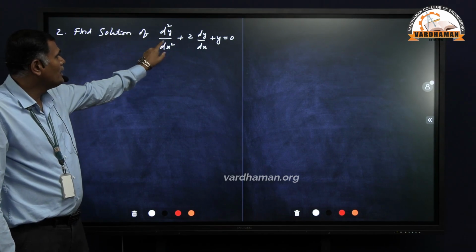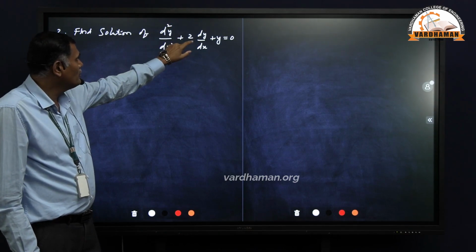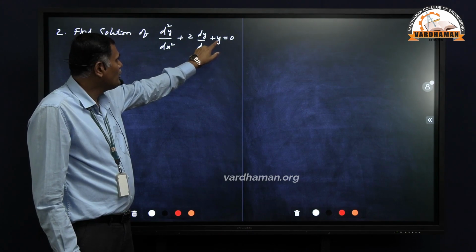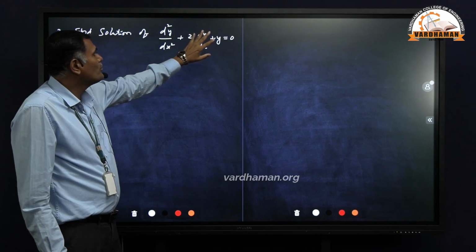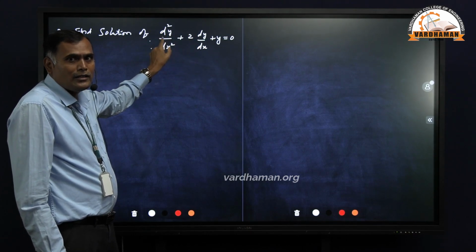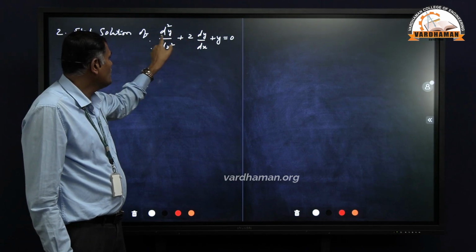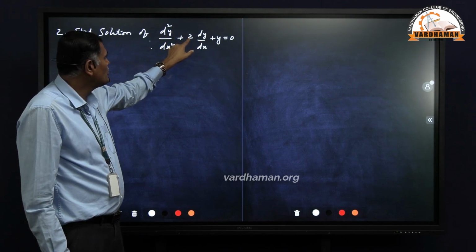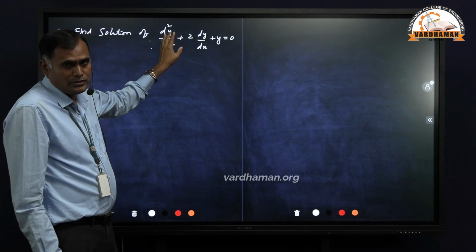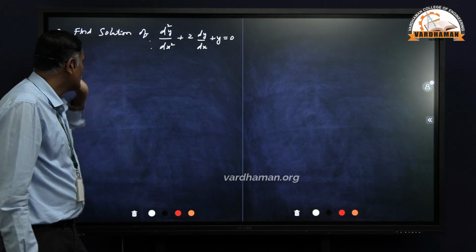Again it is a linear DE because this derivative is of degree 1, this derivative is of degree 1, and clearly the dependent variable is also of degree 1, and there is no product of the dependent variable and its derivative. So it is a linear differential equation, and clearly a linear DE with constant coefficients because the coefficients are 1, 2, 1. And clearly it is homogeneous because the right hand part is 0. So let us discuss the solution of this one.